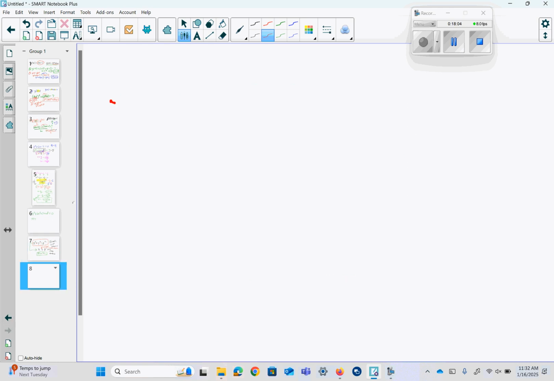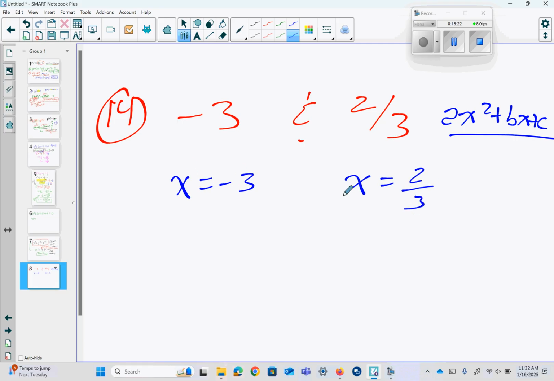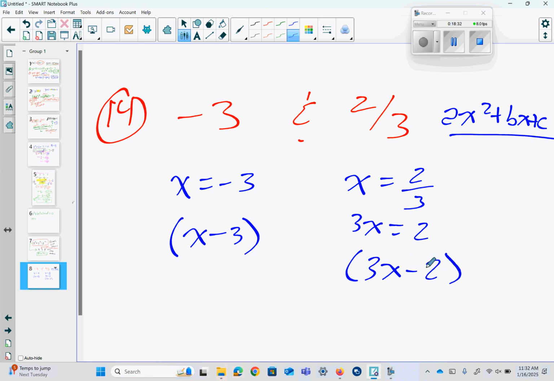Number 14 on that page, we have -3, and we also have 2 over 3. So we want to put this as ax squared plus bx plus c, where we have a, b, and c. So I'm going to say x equals -3 and x equals 2 over 3. And we've already done quite a bit of this. This binomial is x plus 3. Multiply both sides by 3 here, so I get 3x minus 2. So this is the binomial that goes along with this.